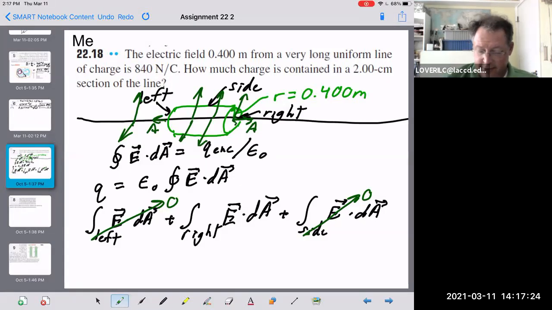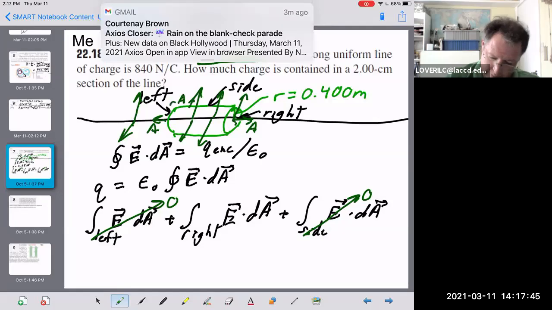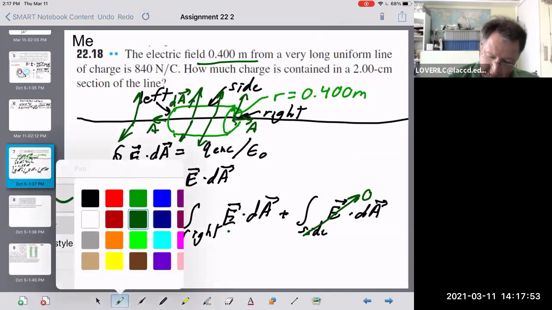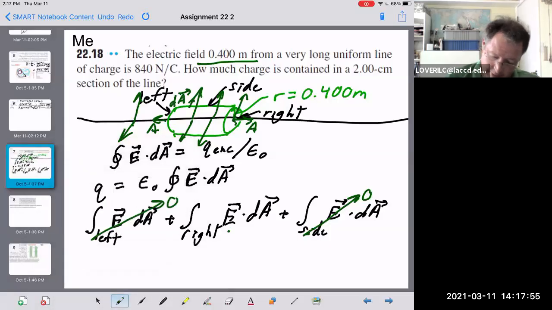Because we have chosen a cylinder, which is always the same distance away from the wire, the electric field over that entire surface is always constant. And because the electric field points straight out, and the area vector will also be straight out, this electric field and that area vector are always parallel to each other. So because they're parallel, I don't have to worry about the cosine of theta. So I just have the integral of E dA.